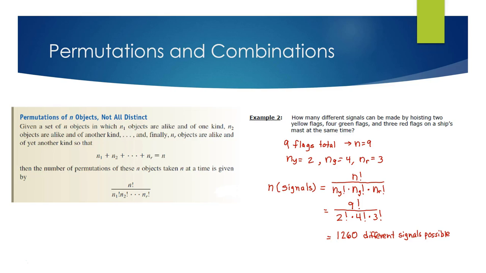So you have basically 1,260 different messages that could be created, and as long as you know what those combinations of flags represent, you could communicate certain things that are going on on the boat based off of the way those flags are raised.